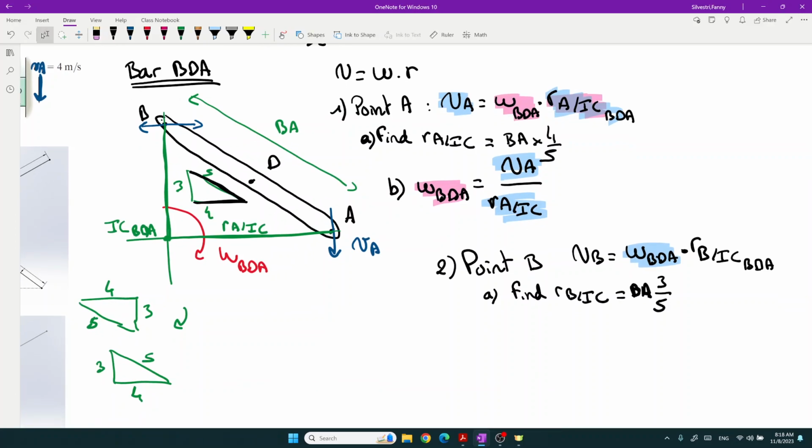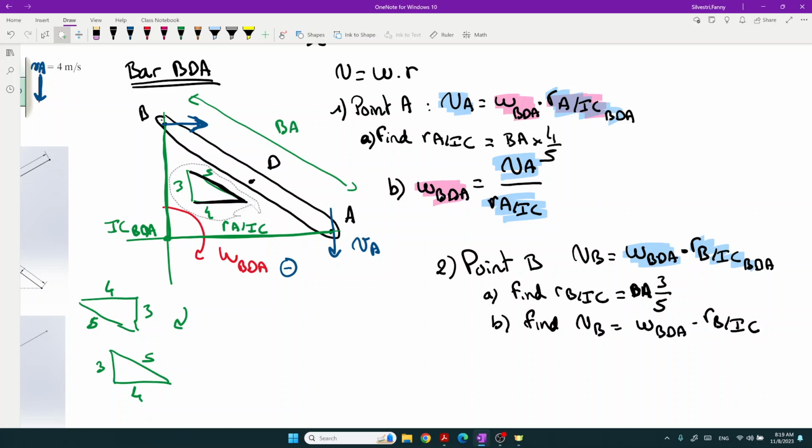Now that we have RBIC, this one is blue, and we can find VB with the formula omega BDA times RBIC. And we have VB. So now we found VB. And I can change on my drawing that VB, now we know it's to the right because we know omega is negative. So VB has to be to the right. We have one more point to look at on that bar.